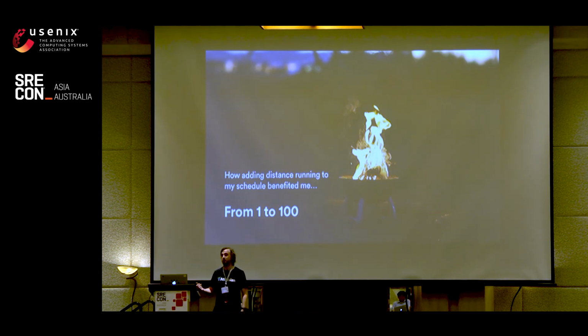So just a quick one. It says from 1 to 100. I started off at 1K, and as of about 2 weeks ago, I lined up for my first ultra marathon, which is 100 Ks through the Blue Mountains. I nearly got to the end. 91.2 Ks. If anyone wants to talk about what went wrong for those last 8 Ks, I'm happy to talk about it later.